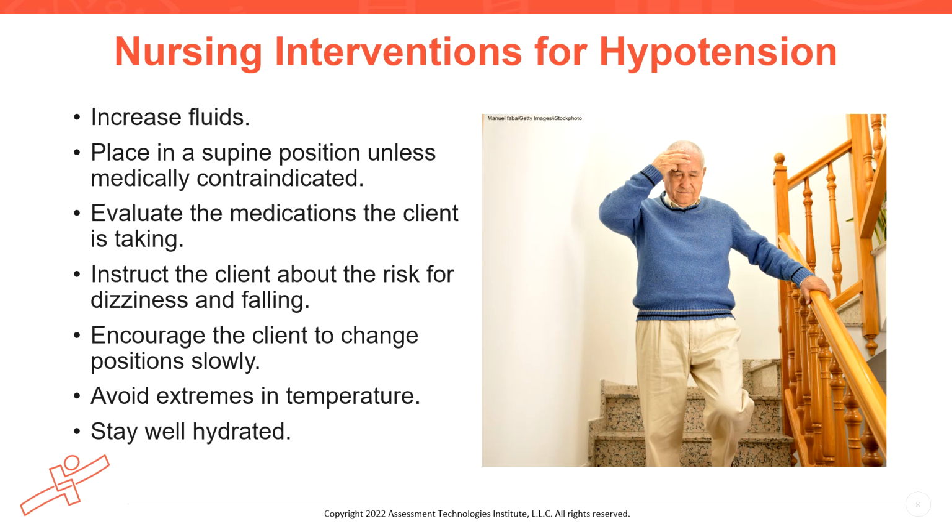For hypotension, the number one thing that we need to do is increase their fluids, okay? Maybe if they're dehydrated, if they have sepsis, they need increased fluids. We can put them in a supine position. We might elevate their legs unless it is contraindicated. We might look at the medications that they're taking. Are they taking too high of a dose of blood pressure medicine? Talk to them about getting up slowly because of the risk of dizziness and falling when they are changing position. And we want them to make sure that they're staying hydrated.